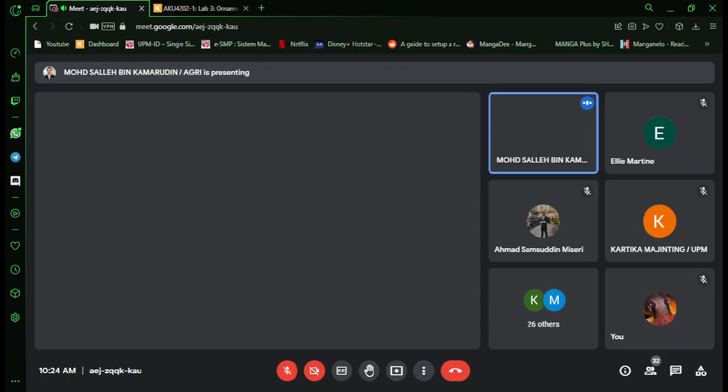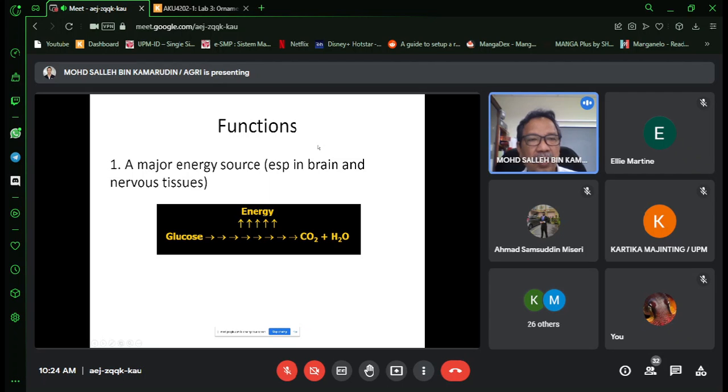Alright, what are the functions of carbohydrates? Ini biasa juga saya tanya dalam soalan. What are the function of carbohydrate? First, mainly is as an energy source. Yeah? Then this is energy is for swimming and so on. Yeah?